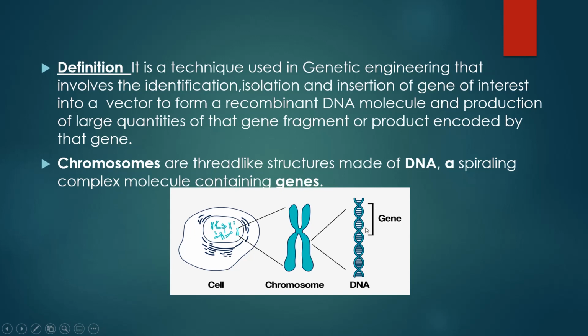A gene is nothing but a segment of 1,000 nucleotides. Nucleotides means sugar, phosphate and nitrogen base. So 1,000 nucleotides constitute a gene. The gene is the hereditary unit, that means it carries information from one generation to another generation. A specific gene codes for a specific protein.